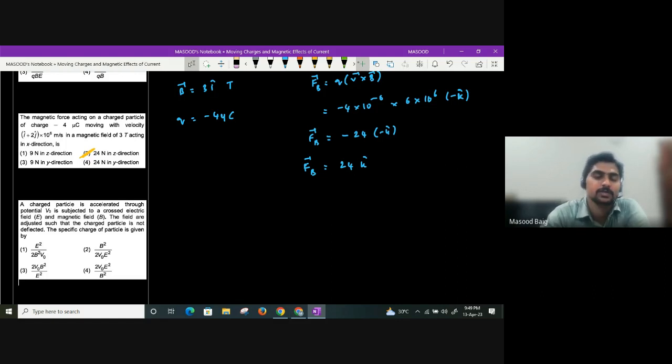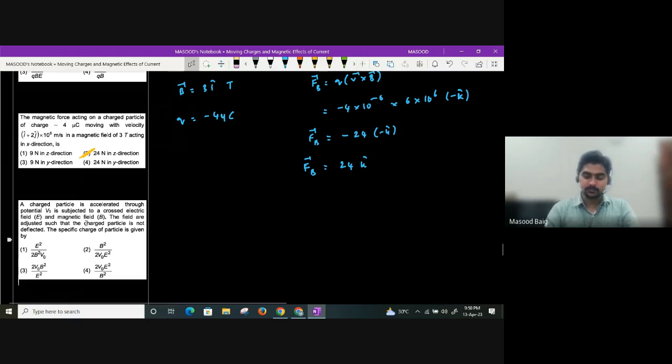So whenever we are projecting the charged particle into crossed fields, how are we projecting? Let us say again we are projecting it perpendicular to both electric field and magnetic field. So let us say electric field is along positive x direction, magnetic field is along negative z direction. How are we projecting the charged particle? It is perpendicular to both electric field and magnetic field.